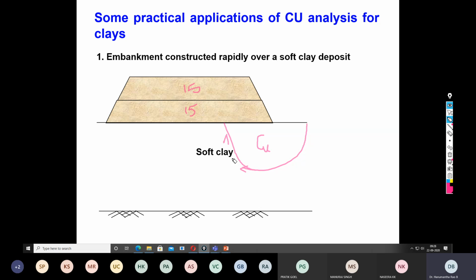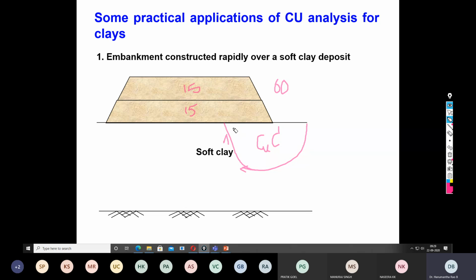Okay. Now say for example, there was no failure within 30 days, but there was a failure at 60 days. How do you call this kind of failure? Can we still say that it is UU? No, because within the remaining 30 days there was some amount of consolidation. That means the CU is no more CU. It was slowly transforming from CU to C dash. But within that, there is a development of pore water pressure. It is obvious that the frictional component is dominating the cohesion component within these 30 to 60 days.